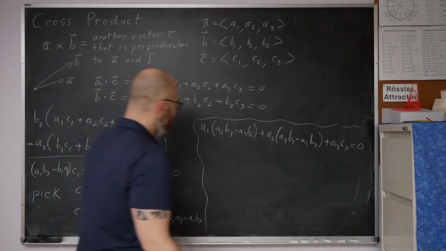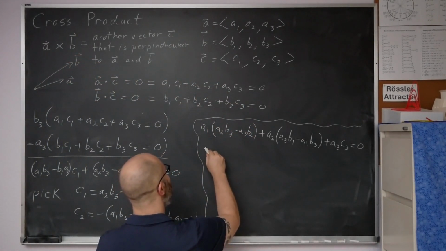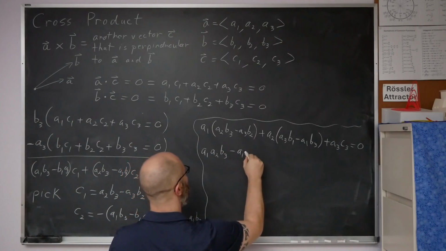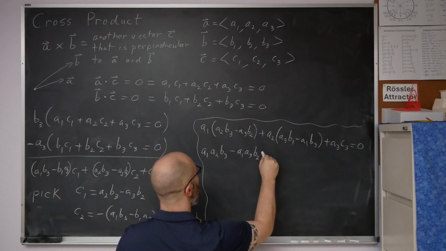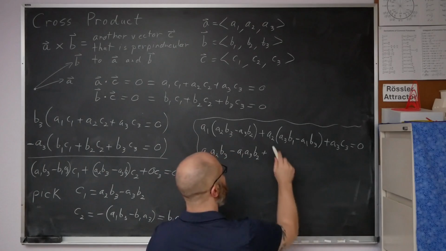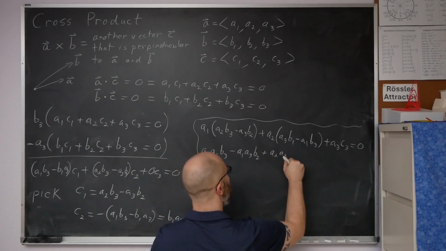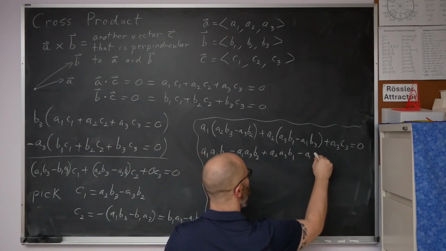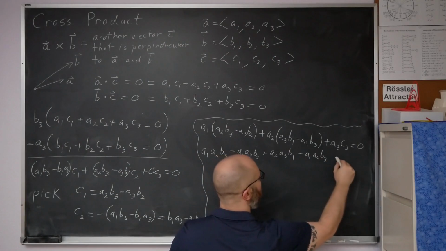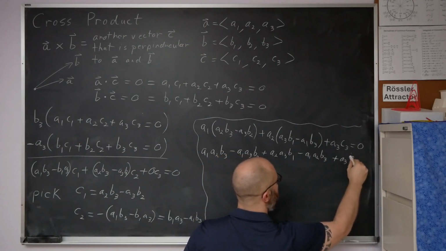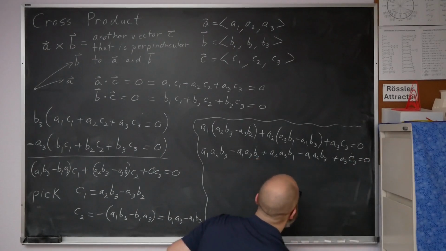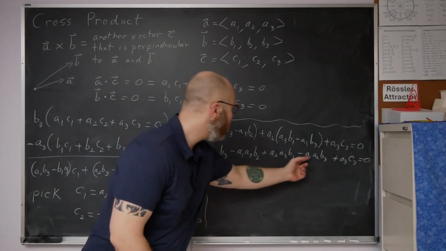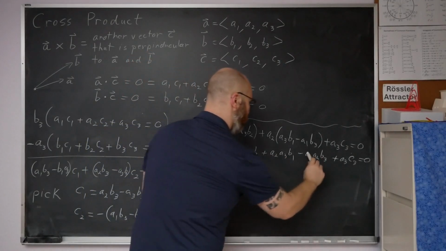Well, now we get to multiply everything. So we get A1, A2, B3 minus A1, A3, B2 plus A2, A3, B1, minus A1, A2, B3 plus A3, C3 equals 0. Okay, what can we cancel here? A1, A2, B3, A1, A2, B3. Okay, perfect. We can cancel that one with that one.